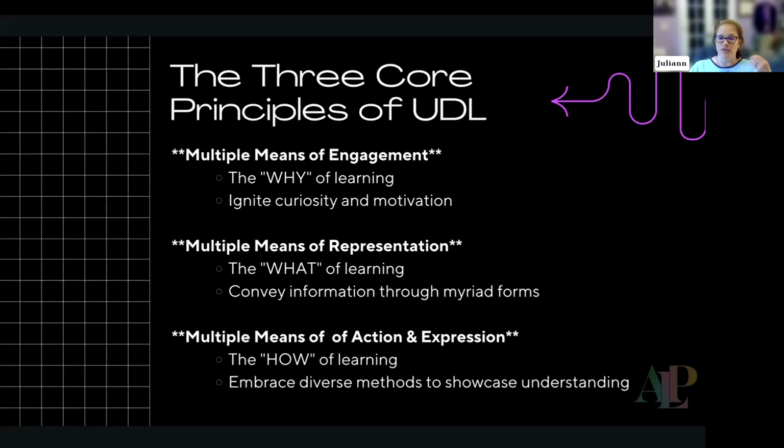In terms of multiple means of representation, this maps to the brain's recognition network. And this is where we identify and categorize what we see, what we hear, what we read. It acknowledges that people perceive and comprehend information differently based on their own sensory experiences, background knowledge, language, and cognitive strengths. So sometimes because of cultural differences, we may have someone understanding something differently. Based on the sensory experiences people have had, they may be understanding something differently.